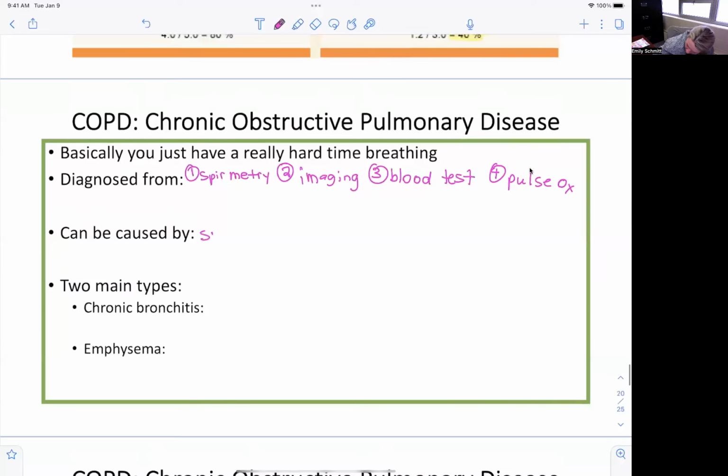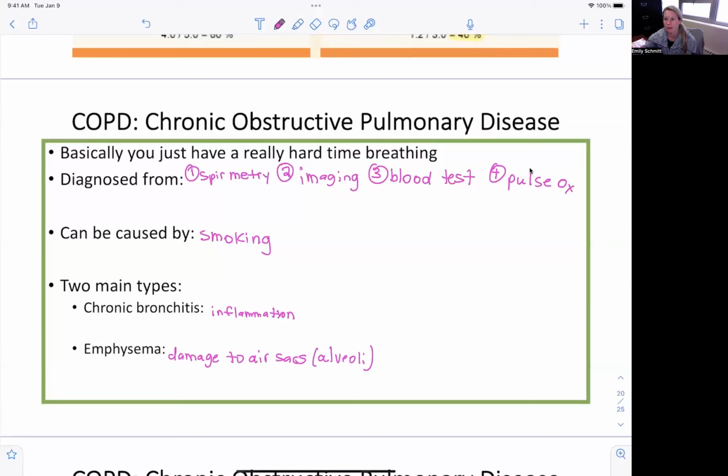So this can be caused by smoking, the main factor. There are 2 main types: chronic bronchitis, which is going to be inflammation, or emphysema, which is going to be damage to air sacs, specifically the alveoli. And so this is what I did as an exercise physiologist in pulmonary rehab, was truly use exercise as a way to get these patients and individuals feeling better.